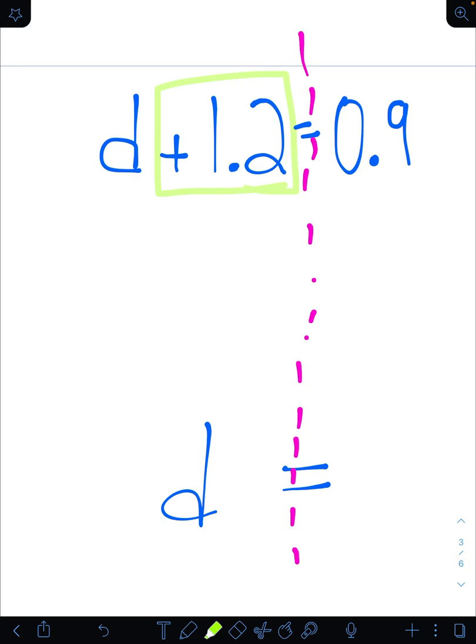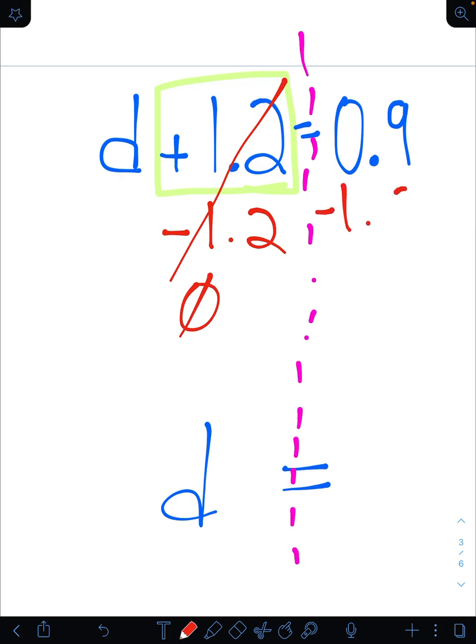So, how do you get rid of a plus 1.2? How do you make that into a 0? I'll use a different color. You minus 1.2, because a plus 1.2 and a minus 1.2 crosses out to get a 0. Then you minus 1.2 on this side.